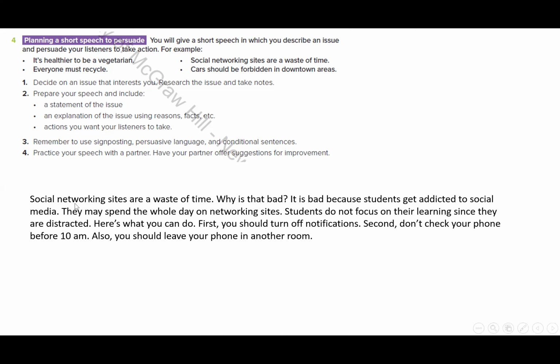Again, social networking sites are a waste of time. This is the problem. I start by showing a problem. Why is that bad? It is bad because students get addicted to social media. They may spend the whole day on networking sites. Students do not focus on their learning since they are distracted. Here is what you can do. First, you should turn off notifications. Second, don't check your phone before 10 a.m. Also, you should leave your phone in another room.